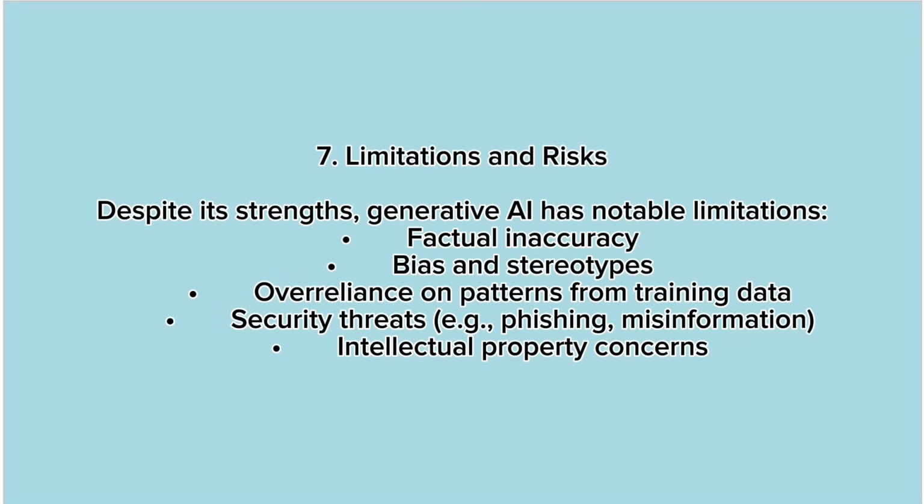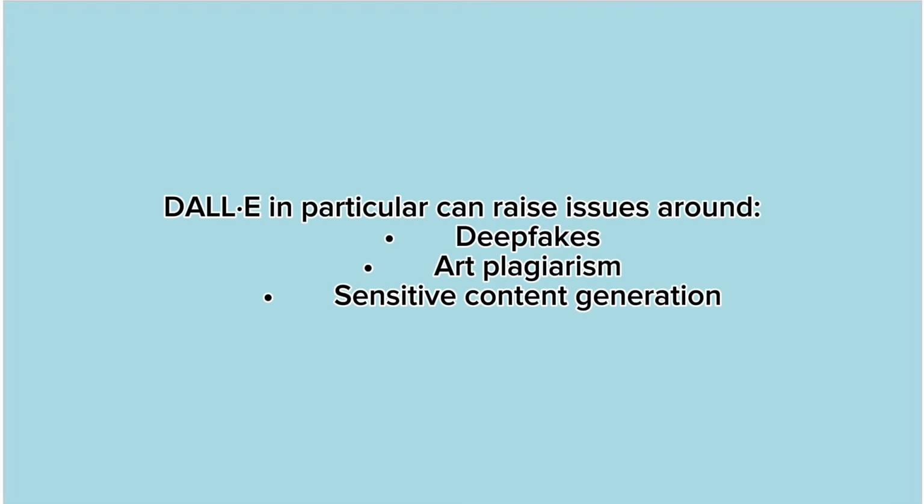7. Limitations and risks. Despite its strengths, generative AI has notable limitations: factual inaccuracy, bias and stereotypes, over-reliance on patterns from training data, security threats, for example, phishing, misinformation, and intellectual property concerns. DALL-E in particular can raise issues around deep fakes, art plagiarism, and sensitive content generation.